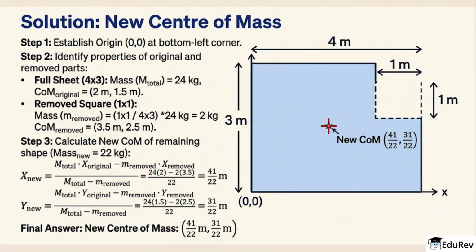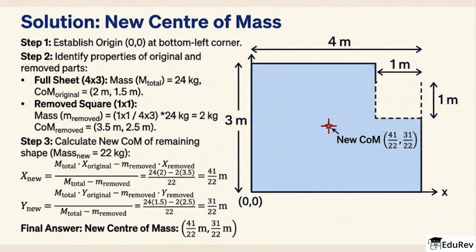Step 3. We can now calculate the new center of mass for the remaining shape, which has a new mass of 22 kilograms. We will do this by subtracting the moment of the removed part from the moment of the whole. Let's find the new x-coordinate. We multiply the total mass by its original x-center, subtract the removed mass times its x-center, and divide it all by the remaining mass. That gives us 24 times 2 minus 2 times 3.5, all divided by 22. This simplifies to 41 over 22.